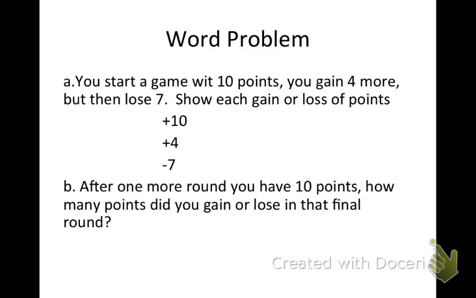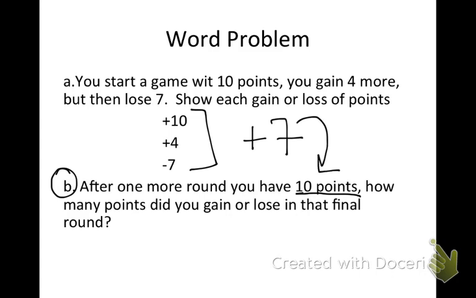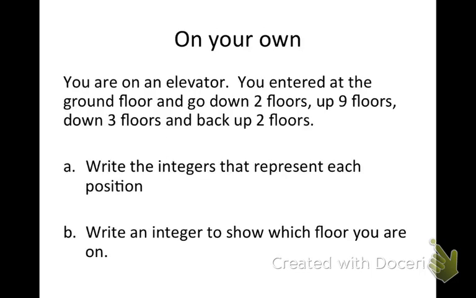Okay, we're going to continue on with that word problem, so you're going to add part b to that. So after one more round, you have a total of 10 points. How many points did you gain or lose in that final round? Well, remember we just calculated this and we said we had a positive 7. So to get from positive 7 to 10, I must have gained 3 more points. So please write all this down in your notebook. Make sure it's all there so that I can see it nice and neat. Please take your time. When you're ready to move on, you can move on.